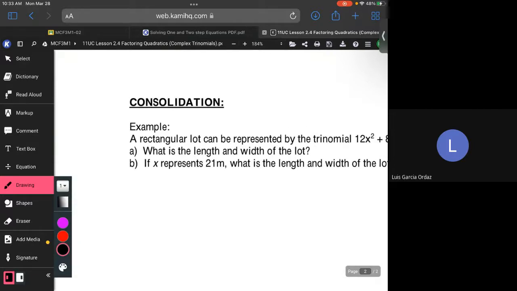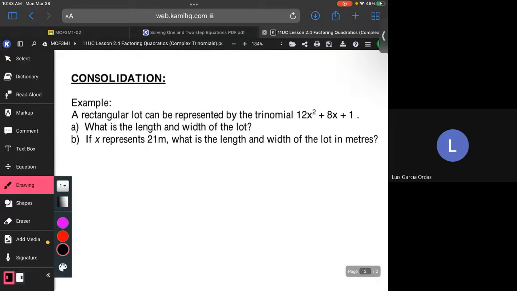Okay, last question was similar to the one from your quiz. A rectangular lot can be represented by the trinomial 12x squared plus 8x plus 1. What is the length and the width of the lot? So I need to figure out the length and the width of the lot, which means I need to factor. So how can I factor this question?